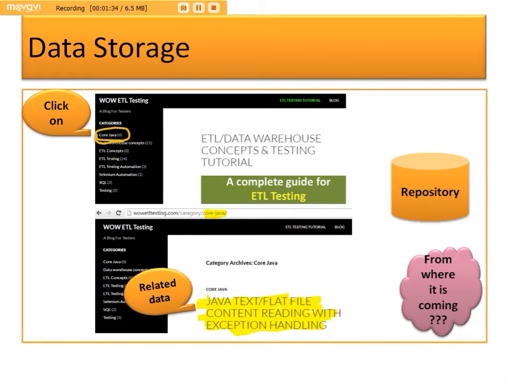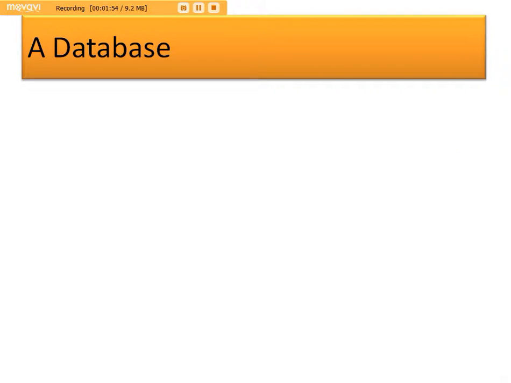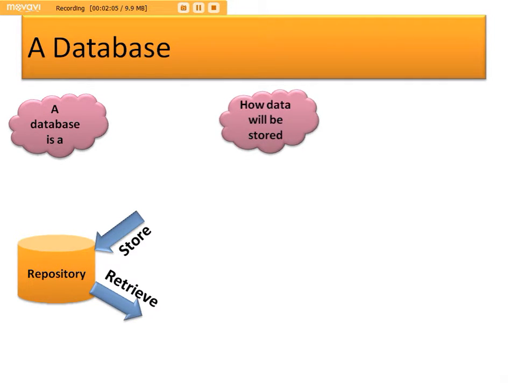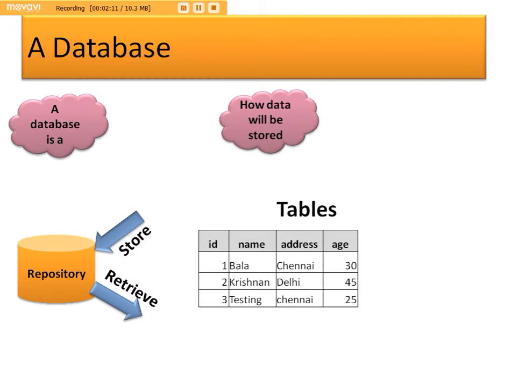How it works is, during the data stage initiation itself, the data will be stored in the database, and the data will be retrieved from the database whenever the user clicks on a particular link. And what is a database? A database is a repository where it will store the data. At the same time, it allows us to retrieve the data for further processes. How will data be stored in the database? Data will be stored in the form of tables.